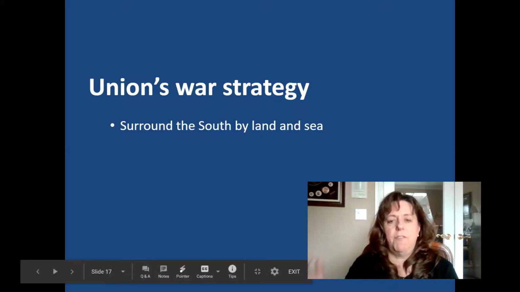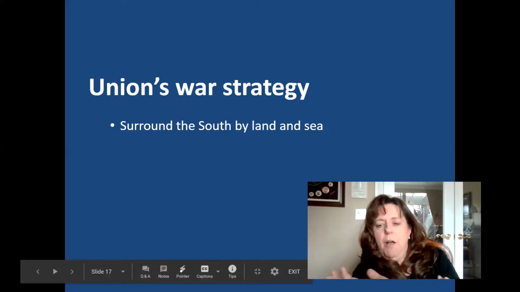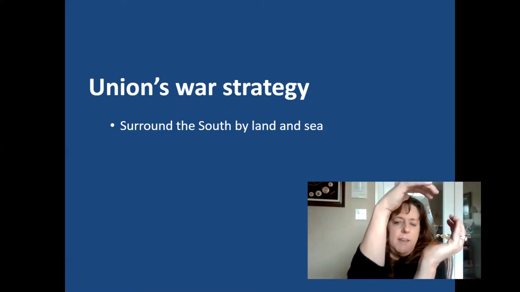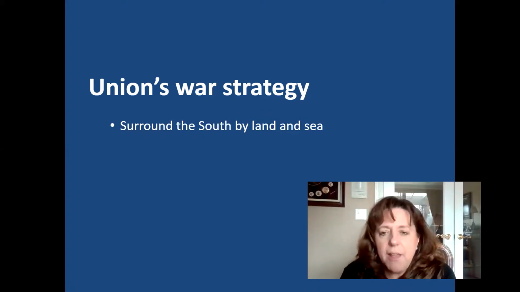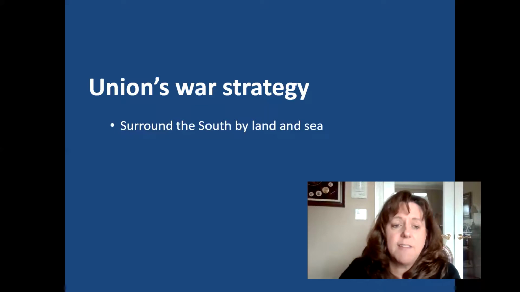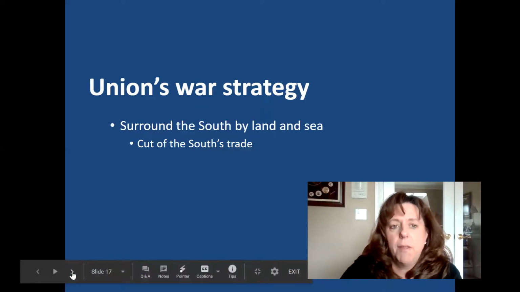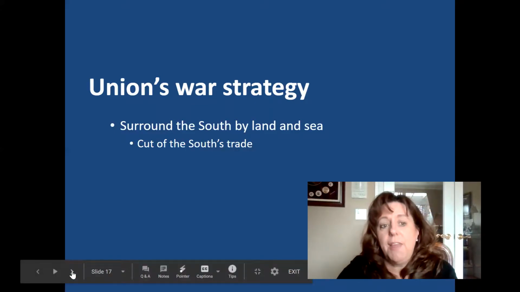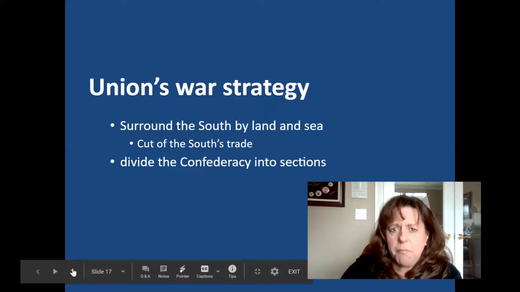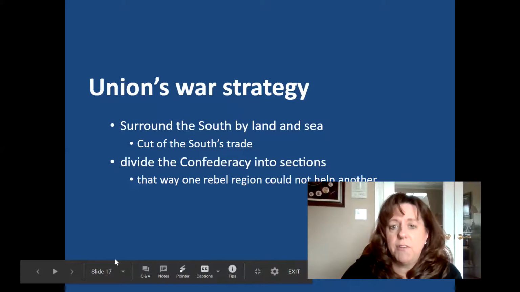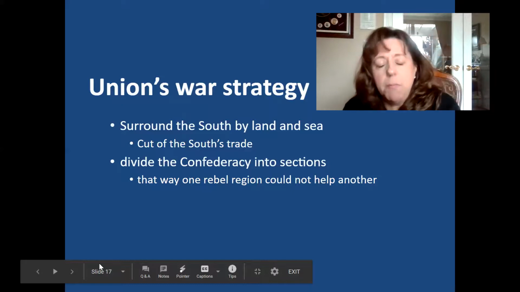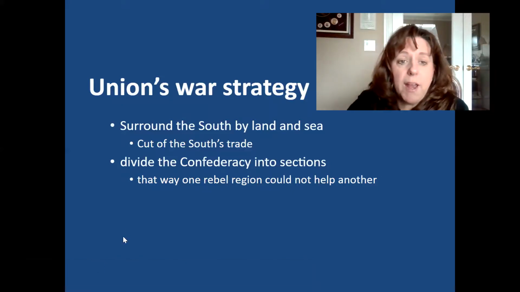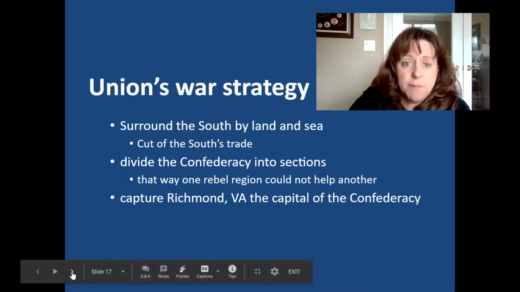They had this idea that if they went around the South and squeezed it in, I can do that with my head, squeezed it in. They called it the Anaconda Plan, that they would cut off supplies to the South and then ultimately prevail. So they were going to cut off the trade, that's the supplies. They worked on dividing the Confederacy into sections by cutting off routes to them. They wanted the South to not be able to support one another in their various regions.